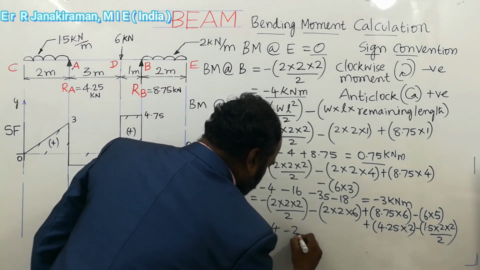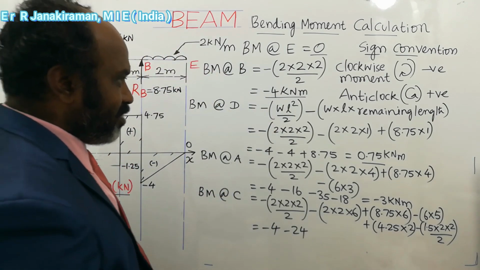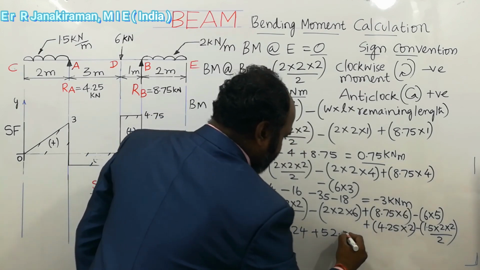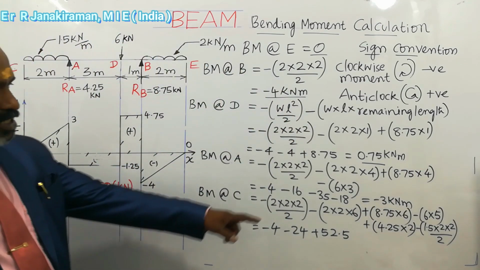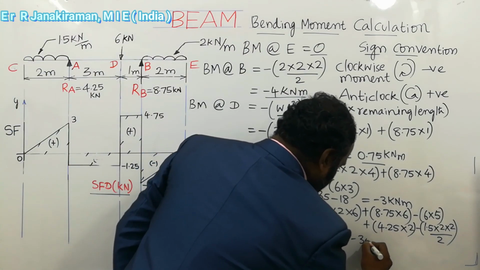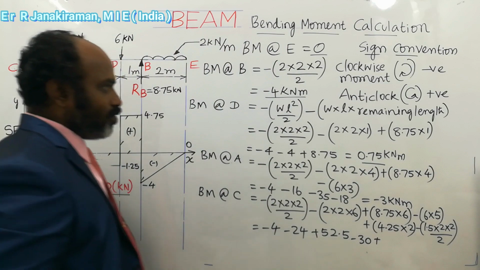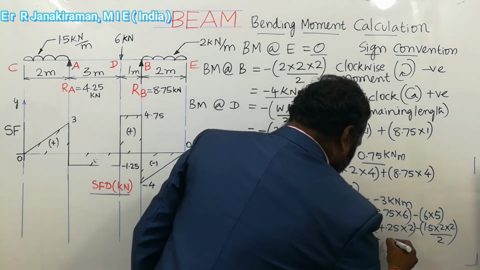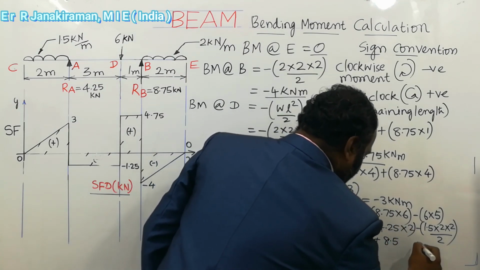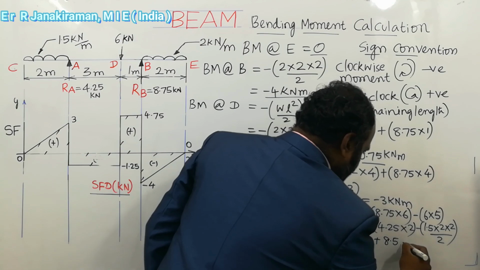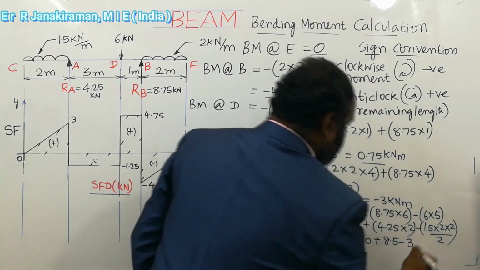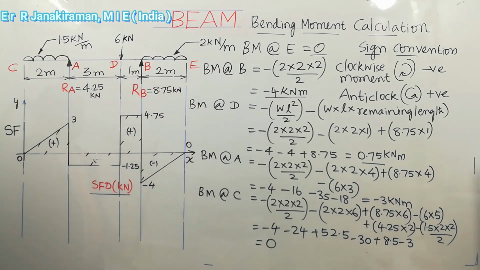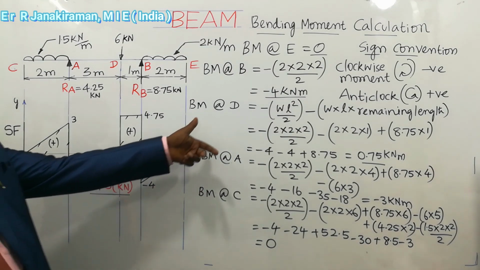So minus 24. Next 8.75 into 6 plus 52.5. Next minus 6 into 5 minus 30 plus 4.25 into 2, value is 8.5. 1.5 into 2 into 2 by 2 is minus 3. So on calculation it gives 0. Understand? So this is the way to calculate the bending moment.